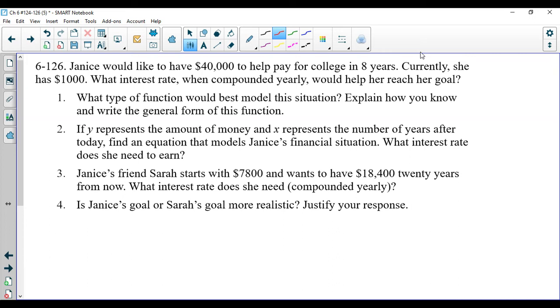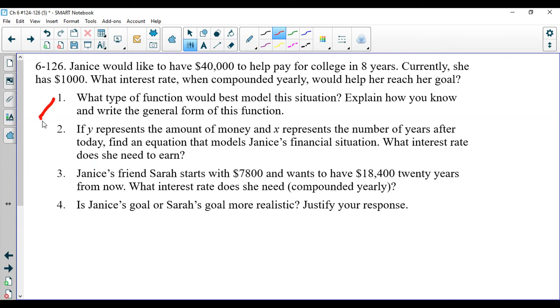Well, to help us answer this, they ask certain questions. So the first one is, what type of function would best model this situation? And explain how you would know, and then write the general form of this function. The second thing they want us to do after we figure out what form we should be writing it in is if y represents the amount of money and x represents the number of years after today, you're going to find an equation that models her financial situation and what interest rate does she need to earn.